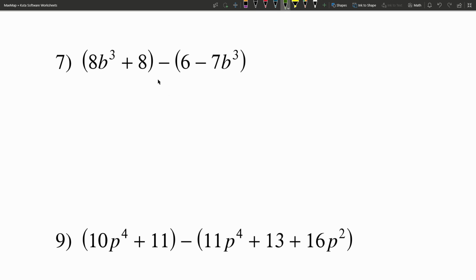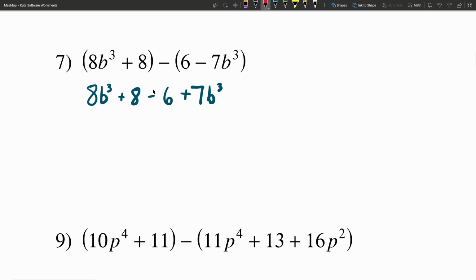In number 7, I have an 8b cubed plus 8 minus a 6 minus 7b cubed. So because this entire quantity, this binomial, is subtracted, I need to take that into account and distribute that subtraction, or you can think of subtraction as adding a negative 1. I need to distribute that throughout. So rewriting this, we're going to have 8b cubed plus 8 minus 6 minus a negative, so plus a 7b cubed.